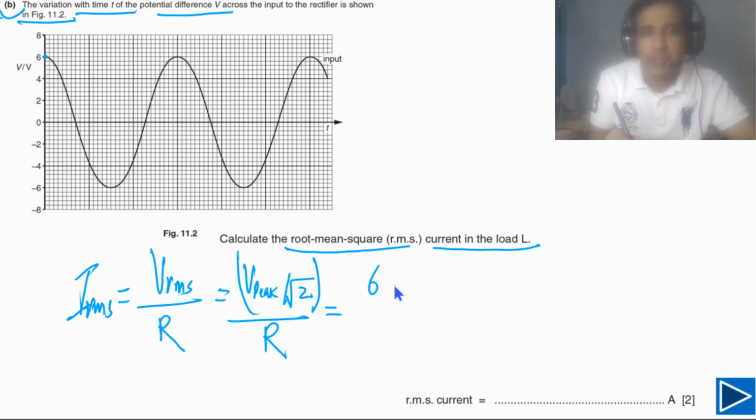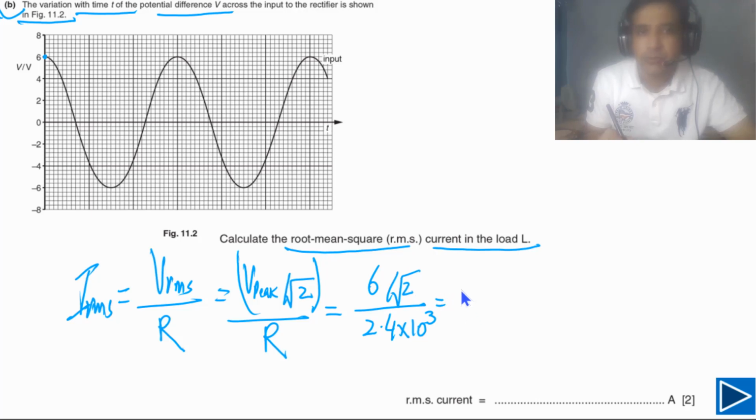V peak we have 6, this has to be divided by root of 2, and we need to divide by the resistance of resistor, which in the previous part was given as 2.4 kilo ohms. Now simply we need to solve this one. If we solve, we will get 1.8 times 10 to the minus 3 amps. So this is our final answer.